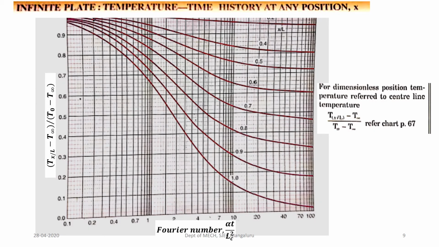Once you know the center temperature, second you can find the temperature at any x using the second graph, the temperature time history at any position x. Here the Fourier number is alpha t by L square, and this is dependent on the x by L value. At the surface x by L is equal to 1, and at the center x equals 0. The topmost line represents the center line, x equal to 0. Once you know the Fourier number and x by L, you can find the temperature at x. The dimensionless position temperature referred to the center line is given by this ratio, which is on page number 67.